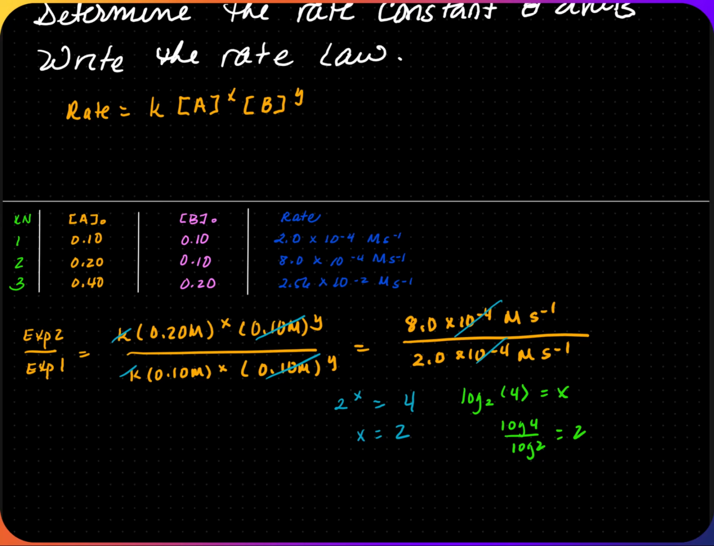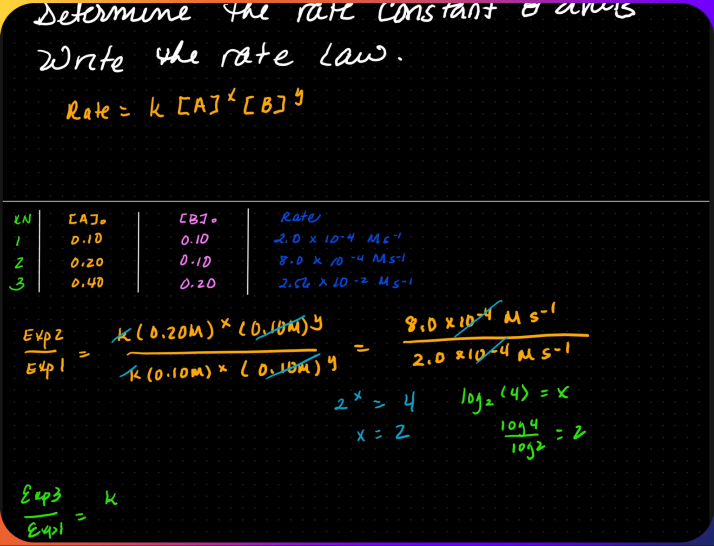Now we're going to solve for the order of B. None of the A concentrations cancel out with 1 and 3, or I could use 2 and 3. I'm just going to use 1 and 3, so this is going to be experiment 3 over experiment 1, because I want to put the bigger one on top.